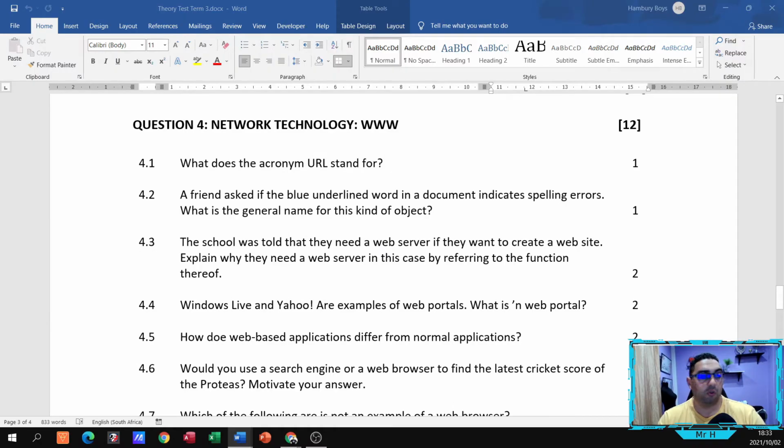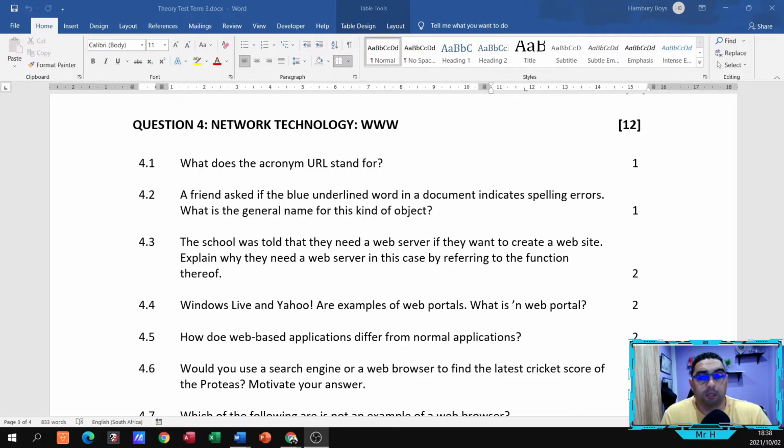All right, then we move on to question 4. So question 4 dealt with network technologies. Okay, and 4.1 asks, what does the acronym URL stand for? So URL stands for Uniform Resource Locator. That's all they want to know there.